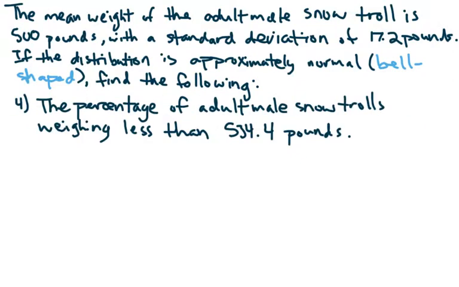Question 4. What is the percentage of adult male snow trolls weighing less than 534.4 pounds? So what I want you to do is go back to the picture and look at it and figure out which regions are included in weighing less than 534.4 pounds. Add them up and tell me the percentage. So, try it. We'll check back. And 3, 2, 1. Here's your chance.